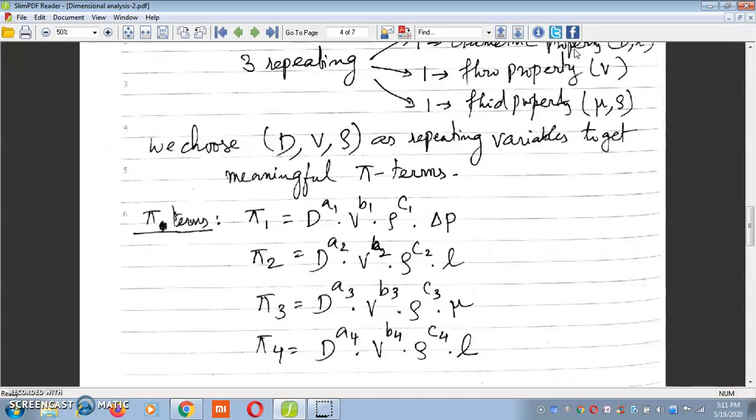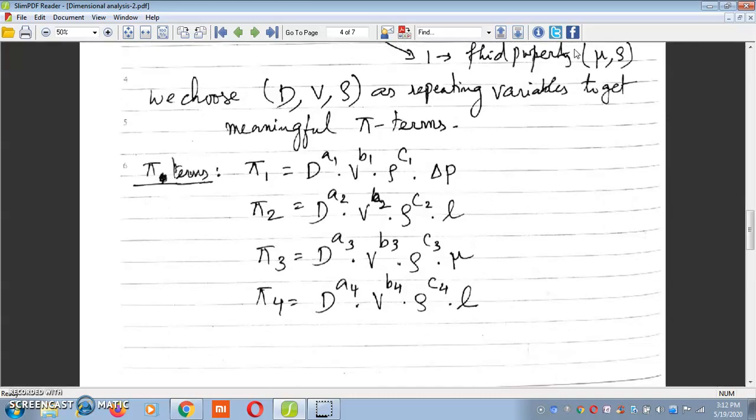Pi 4 has 3 repeating variables diameter, velocity, density into K. It should be K in pi 4, because I have used already L in pi 2. Here there is a mistake, please correct. Pi 4 is equal to d to the power of a4 into v to the power of b4 into rho to the power of c4 into K.